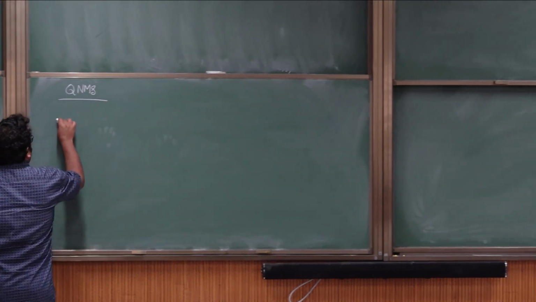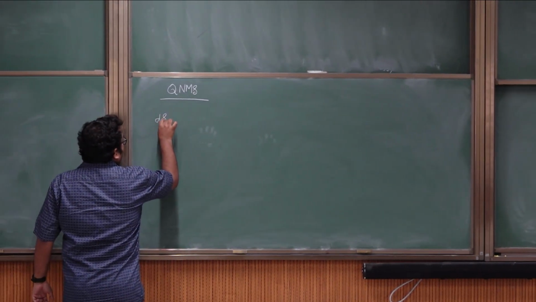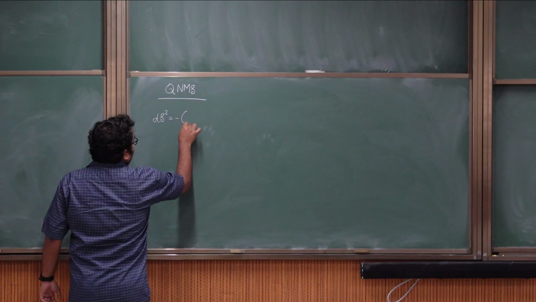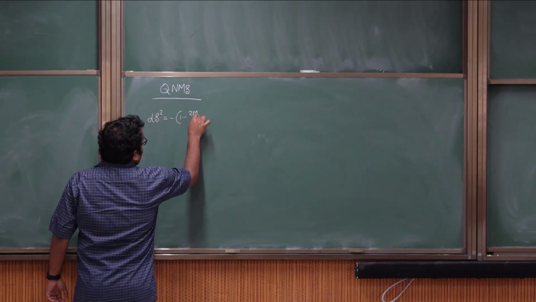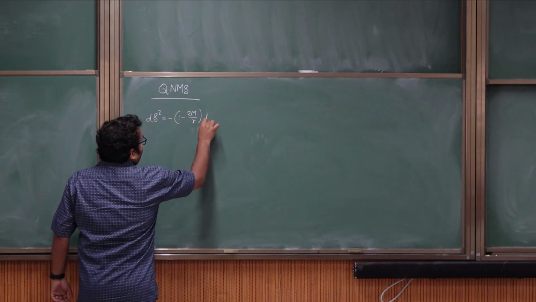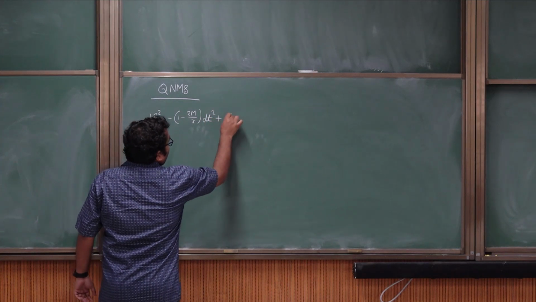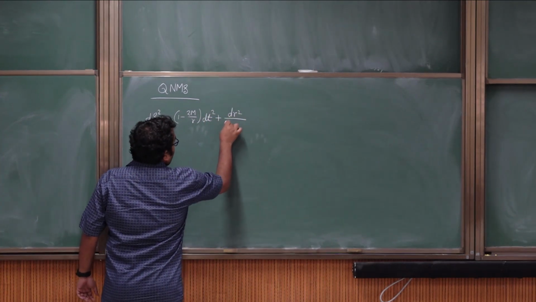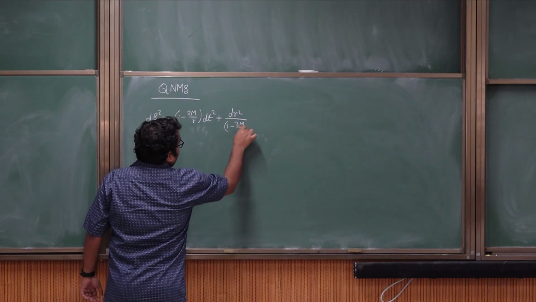So as I said, our aim is to study the Schwarzschild metric. So I will take it to be 1 minus 2m by r dt square. I am rewriting it just for the sake of it so that it remains here.